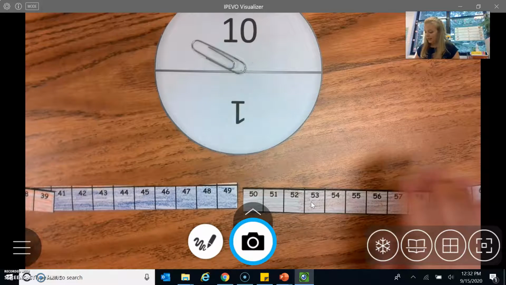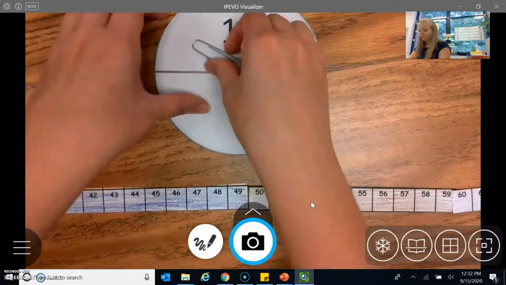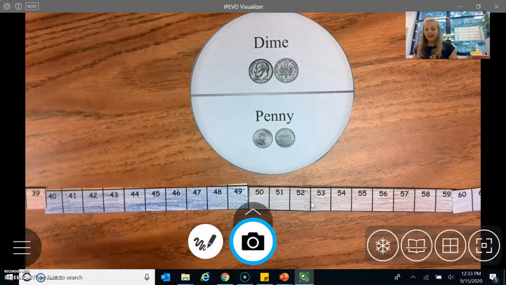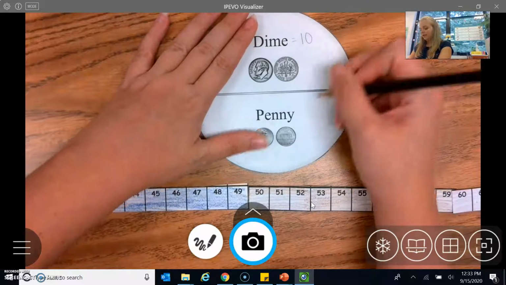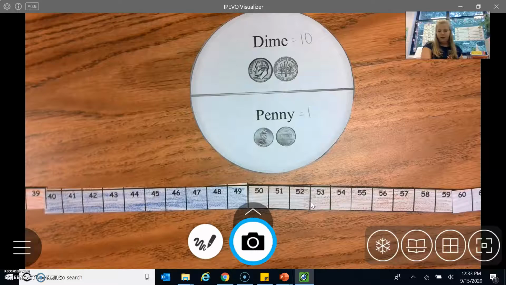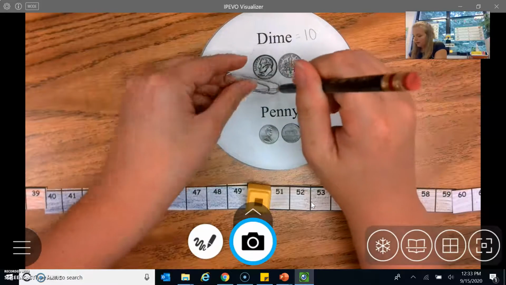Okay, so let's say we play round 1. Now let's play round 2. So round 2, we're going to use this spinner. Remember, a dime equals 10, a penny equals 1. Okay? Alrighty, so we put our mover on 50. I'm going to go first.